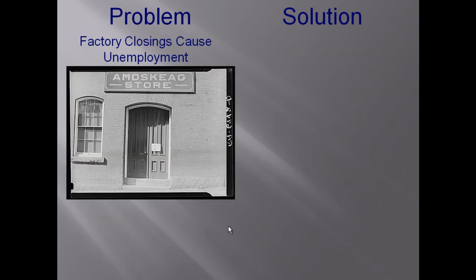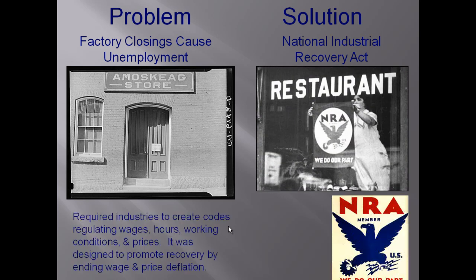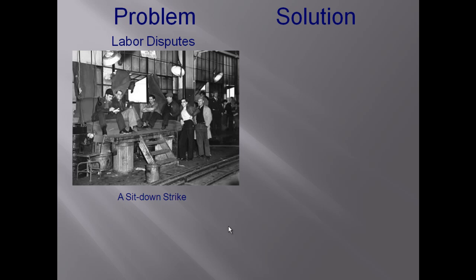The next problem is factory closings, which cause unemployment. FDR provides the National Industrial Recovery Act, the NRA. This requires industries to create codes regulating wages, hours, working conditions, and prices. It's designed to promote recovery by ending wage and price deflation. This too is part of recovery.